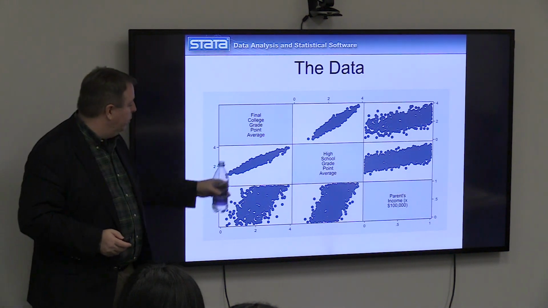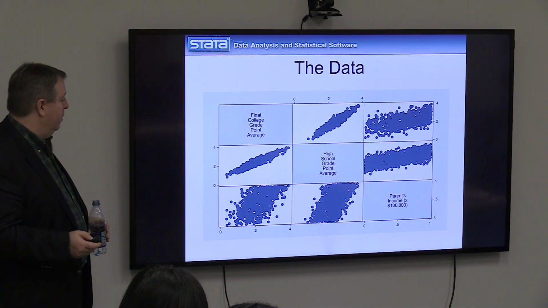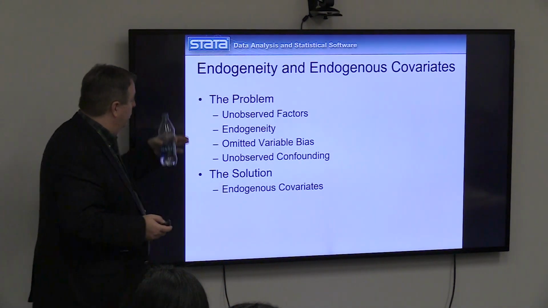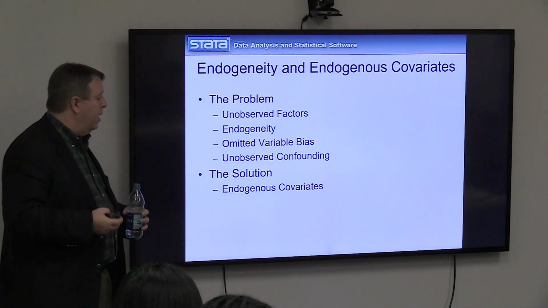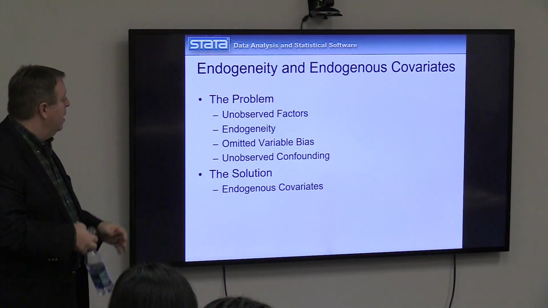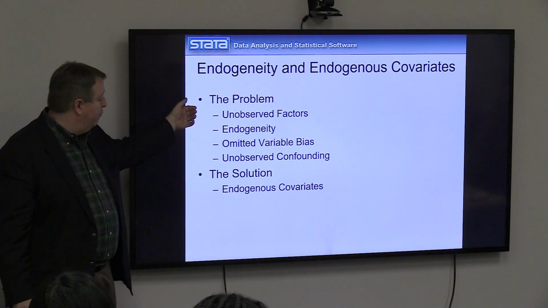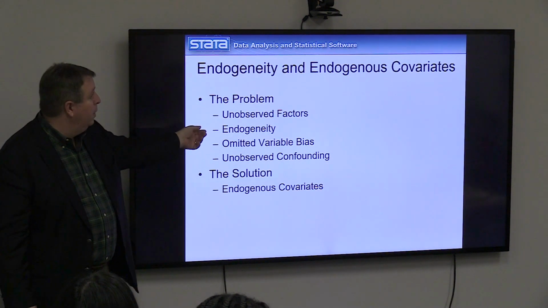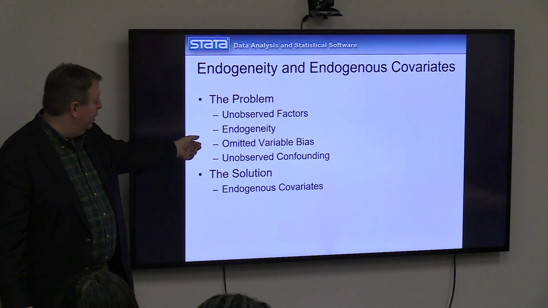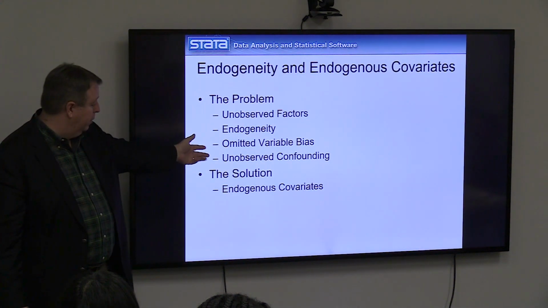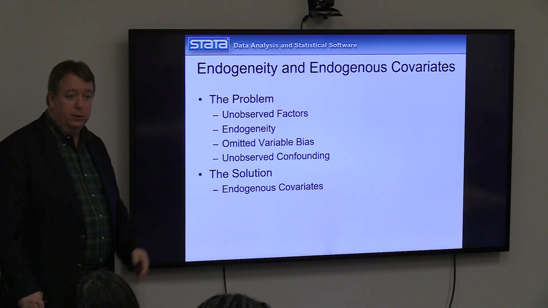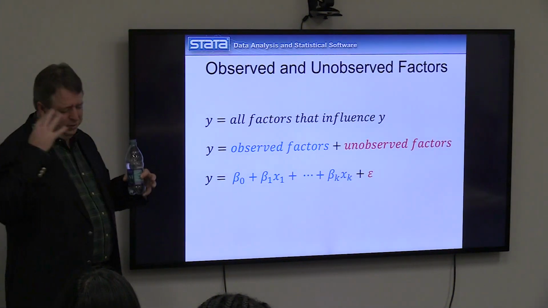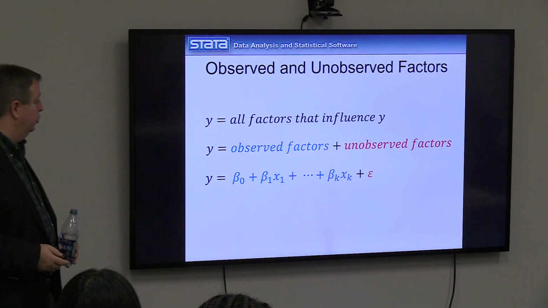So I want to just remind you quickly that high school GPA and final college GPA are pretty highly correlated. And so what we're going to go through is talk about endogeneity and endogenous covariance. So the problem is that we're going to have something called unobserved factors in endogeneity, one of the causes of which is omitted variable bias, which can result in unobserved confounding, and the solution is to include endogenous covariance in our models. What is this? I'm already starting to use a lot of unfamiliar jargon.